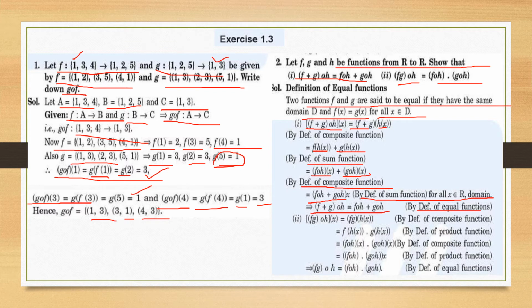Now similarly for the second case, (fg)∘h of x is fg of h(x) by the definition of composite function. Now open it, means separate f, it becomes f of h(x) times g of h(x), by definition of product function. This becomes f∘h of x times g∘h of x, again by definition of composite function, and this becomes (f∘h)(g∘h) of x, that is again definition of product function, and this becomes that (fg)∘h is equal to (f∘h)(g∘h).